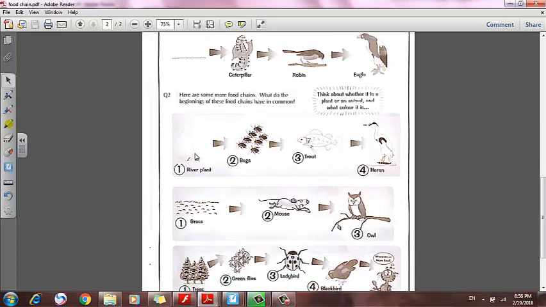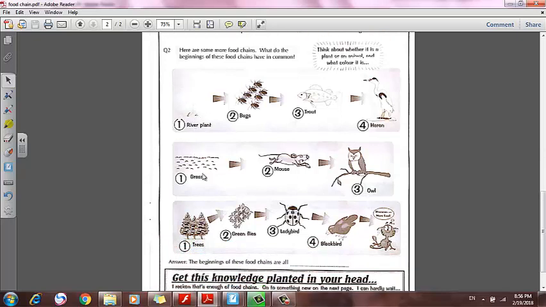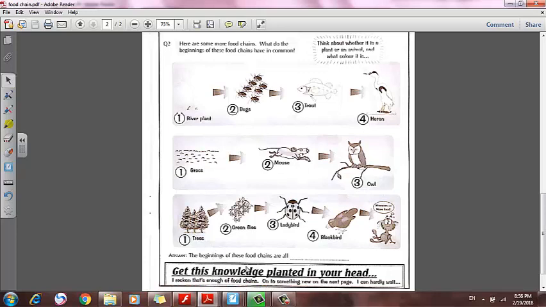Here are some food chains. What do the beginnings of these food chains have in common? They start with a river plant, grass and trees. The beginnings of these food chains are all plants.